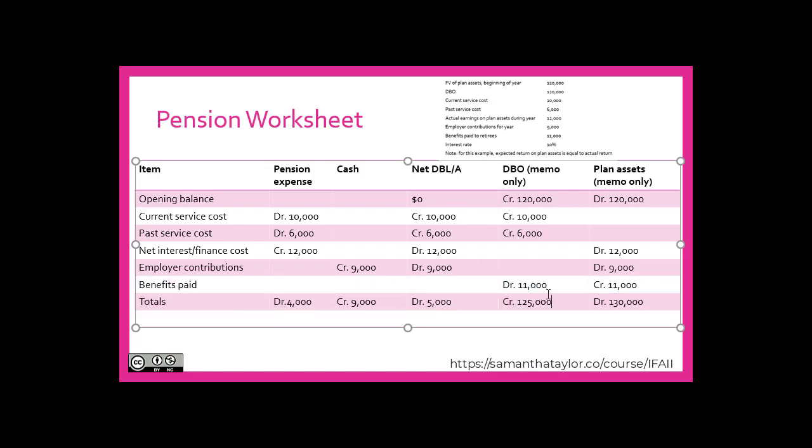First, we're going to take this, and this is a cumulative function. We are going to add up all of our debits and credits here to get our ending credit balance of our DBO of $125,000. We're going to do the same thing on our plan assets, add these all up, and we get a debit balance of $130,000. Our first check. Then we're going to do the same thing here. But remember, we are going to be adding up all of this, and we are going to be adding up just what is going on here to get our total journal entry balance.